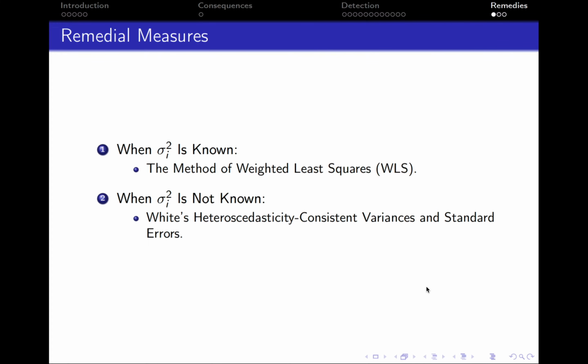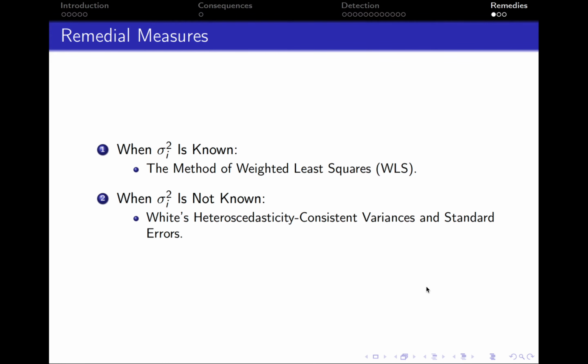So up to this point, we've discussed the sources of heteroscedasticity, its consequences, and how to detect it. And now we need to know how to deal with it. What are the remedies? There are two cases: when the variance is known, when the population variance is known. In this case, we will use the method of weighted least squares. You see, no longer OLS, but WLS.